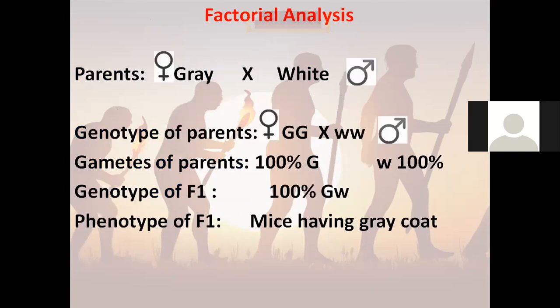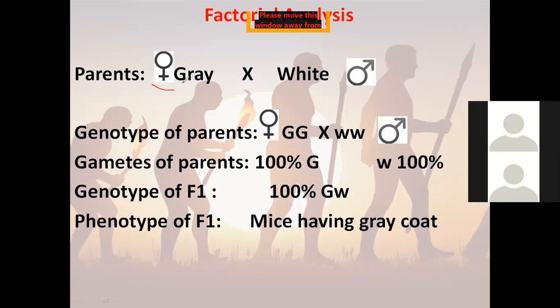Let's start step by step. Factorial analysis for F1 crossed with F1. Here, I'm going to start at the beginning. It's very simple. Since I didn't write the table of cross, this is very simple. So here we have this symbol for what? Nada, what do you think? What is this symbol? It's for what?